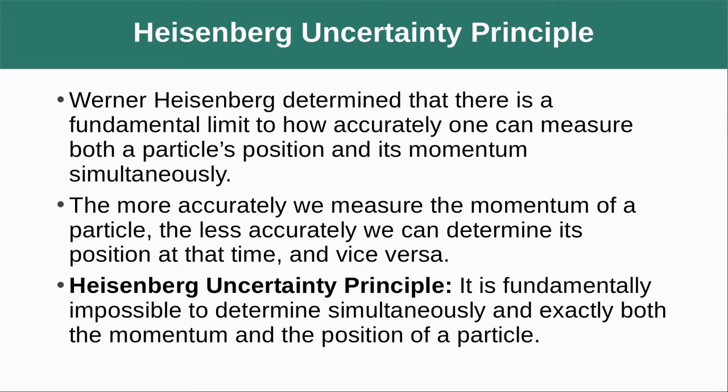The next bit of information came from Werner Heisenberg. He determined that there is a fundamental limit to how accurately one can measure both a particle's position and its momentum simultaneously. Basically, he said that the more accurately we measure the momentum of a particle, the less accurately we can determine its position at that time, or vice versa. And this becomes known as Heisenberg's uncertainty principle.